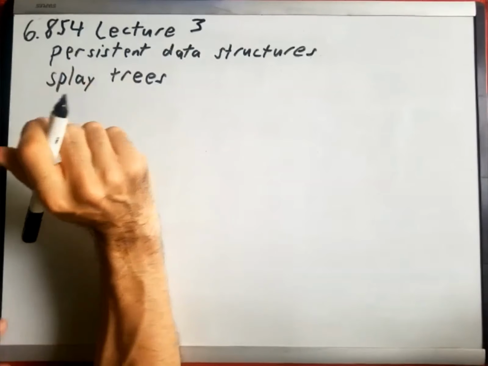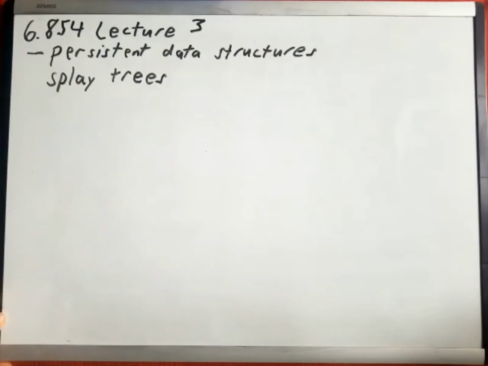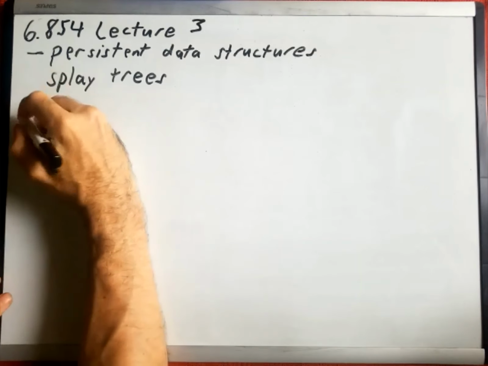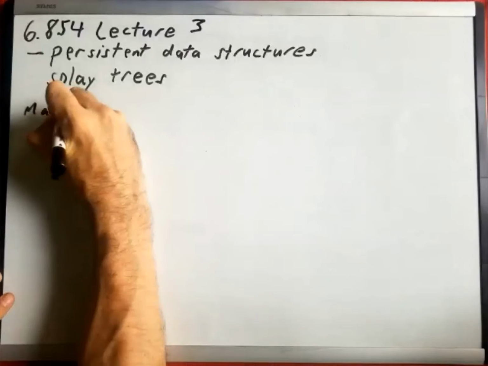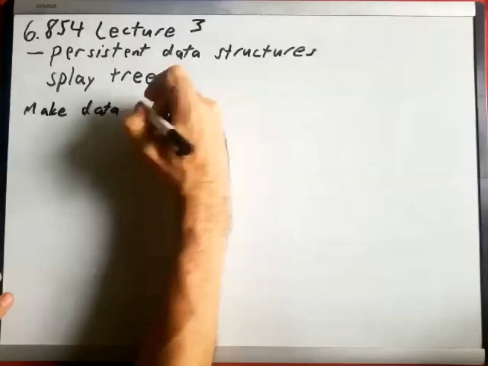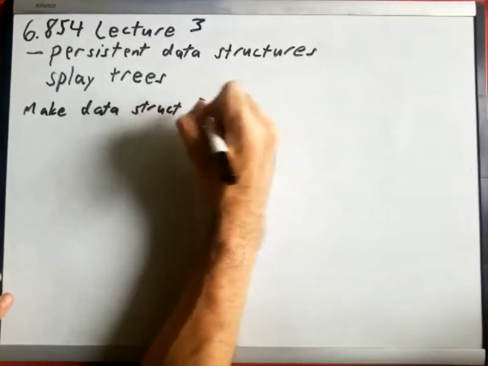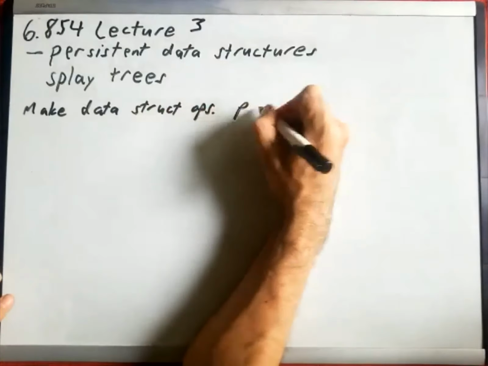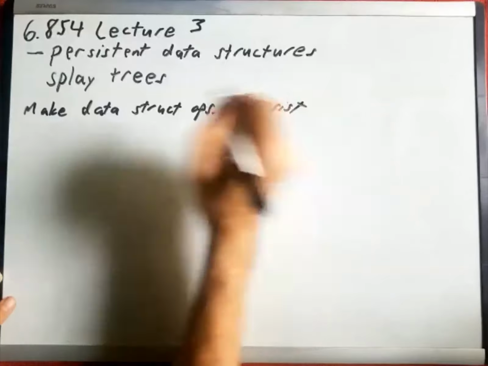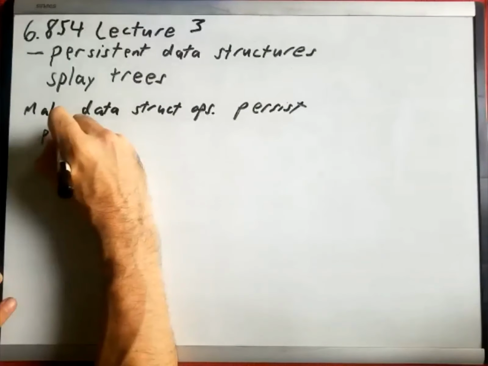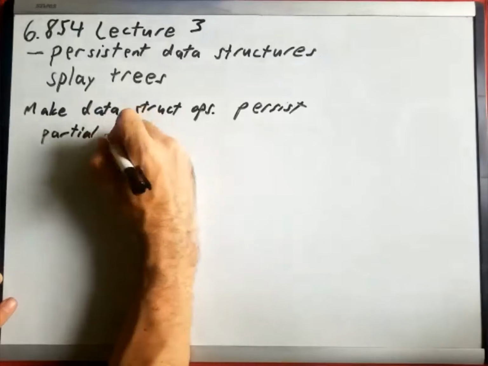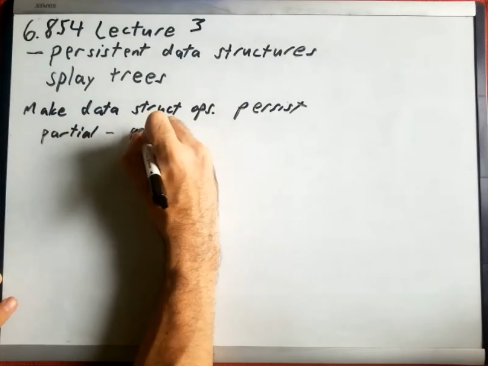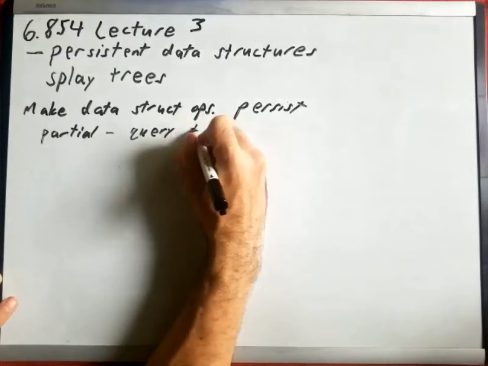We are picking up with what we started last time, talking about persistent data structures. We'll finish that and begin talking about splay trees in the later part of the lecture. So if you recall from last time, our goal is to make data structure operations persistent. And we defined two different types of persistence. Partial persistence is about being able to query the past.